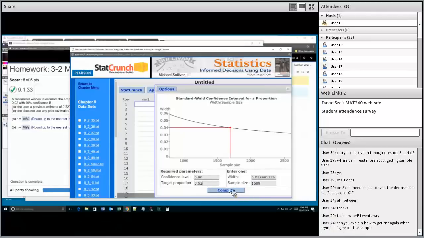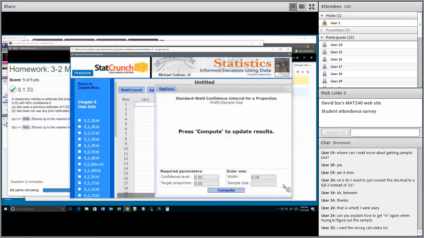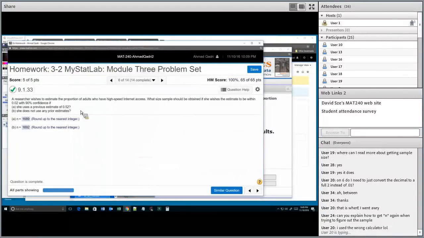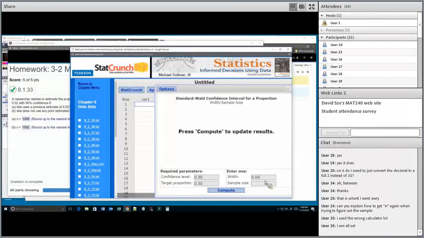That's the first answer. For the second, we have a target proportion of 50%, and 0.04, because remember I said 50% is the worst case scenario. So you're going to use 50% for part B, 0.04.